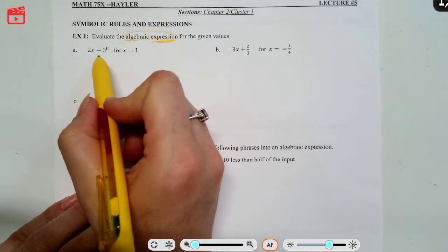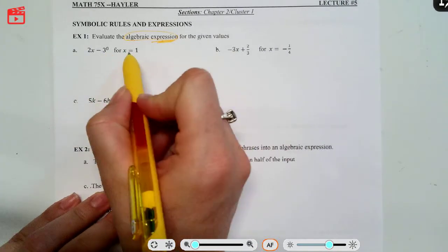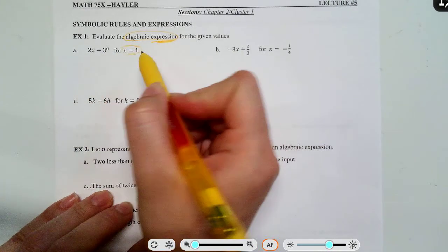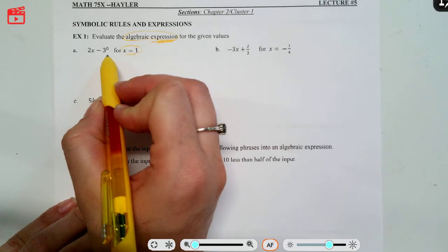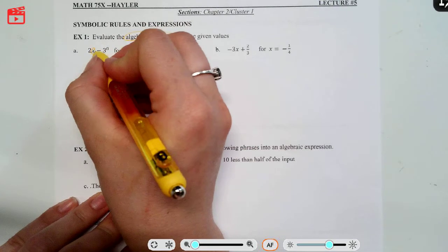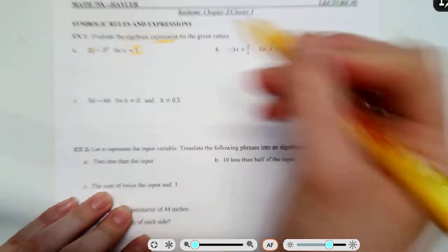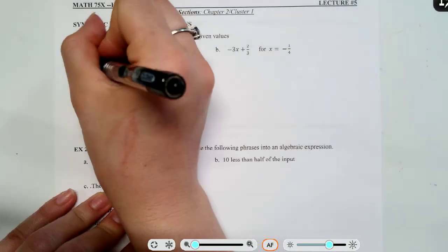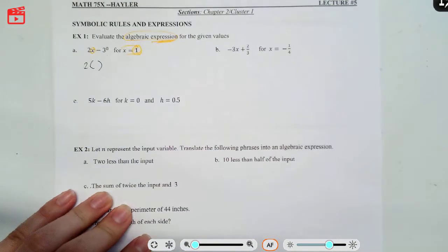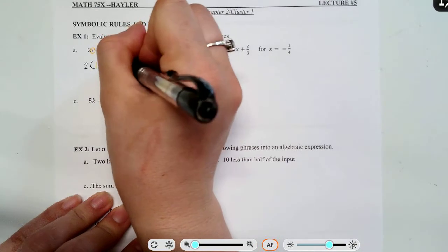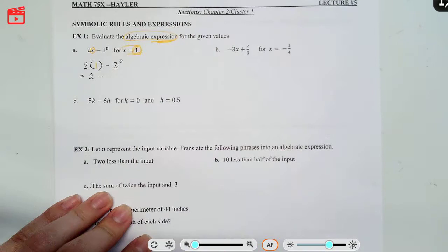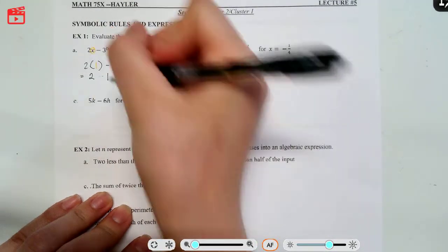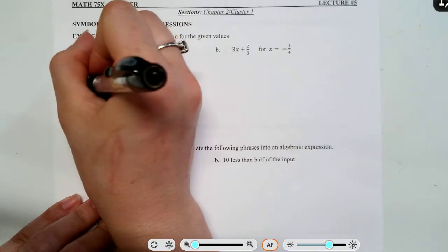So looking at 2x minus 3 to the 0 power, we're going to solve when they give us the x value of 1. So what I'm going to do is look in this problem and find x. Well, x is right here, and I'm going to replace that with 1. So 2, we're taking out x and replacing it with the new value of 1, and then minus 3 to the 0 power. So 2 times 1 is going to be 2. Minus 3 to the 0 power is going to be 1. So 2 minus 1 is going to be 1.